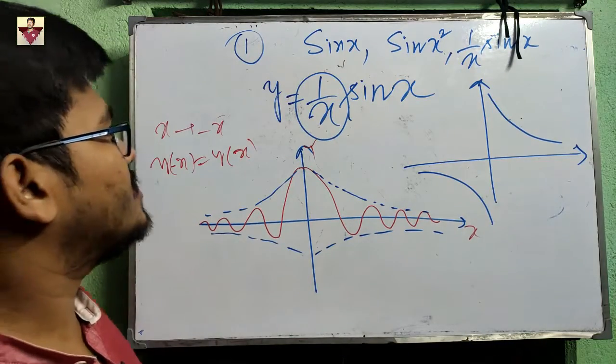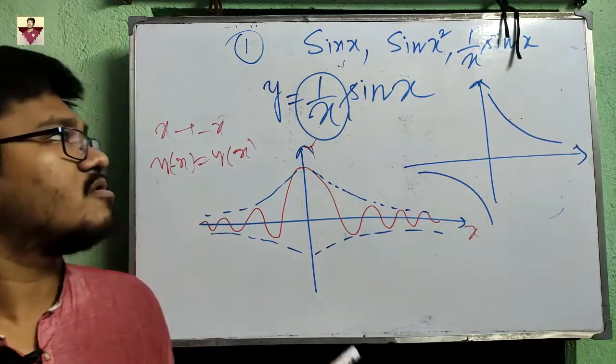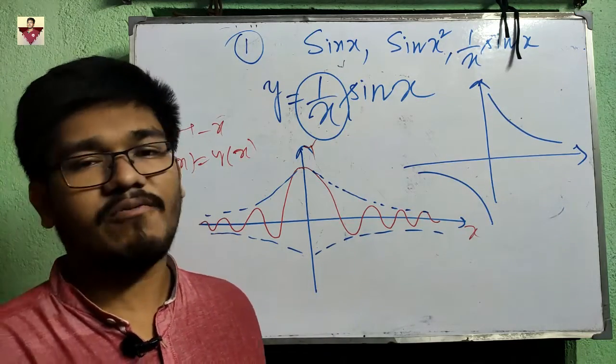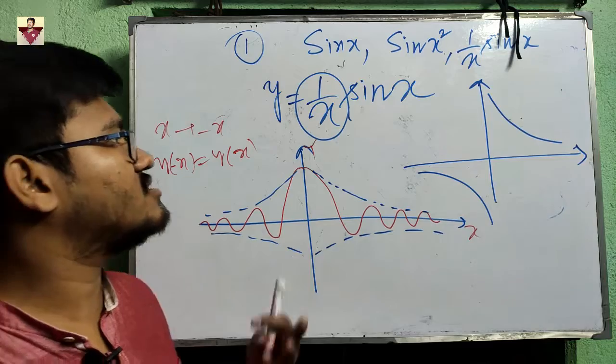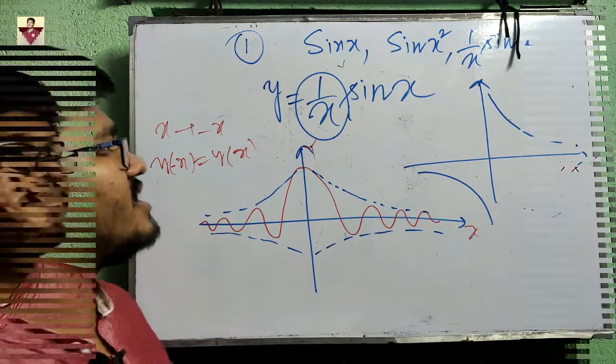So this is pretty much easy. Similarly, you can also plot cos x, cos of x squared, 1 by x into cos x. I am not plotting all those things, it is just similar to the case of sin x.